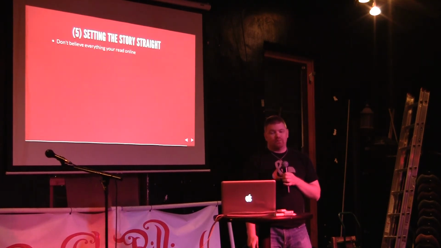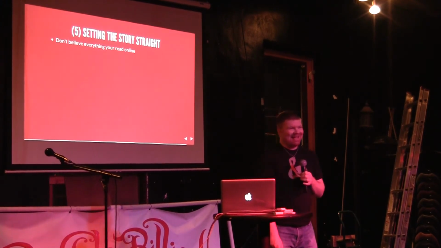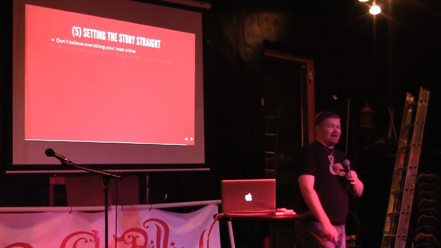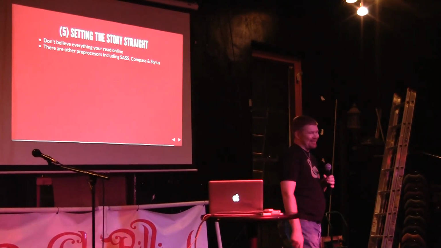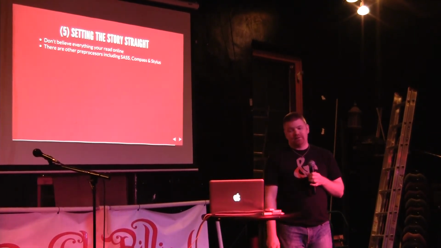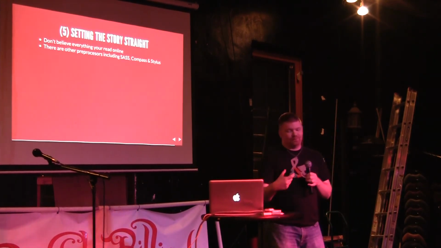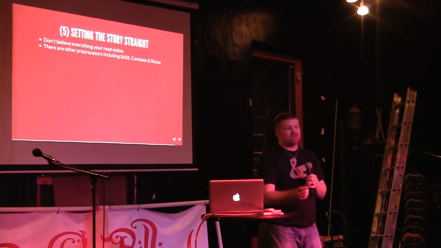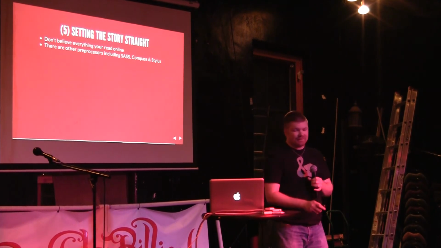So I want to talk a little bit about setting the story straight. Let me go to the next one actually. So there's other preprocessors, so let me start with that. Less is only one preprocessor. So you have Less, you have Sass, you have Compass, which is actually a framework based upon Sass that is loosely coupled with Ruby. And you have Stylus.